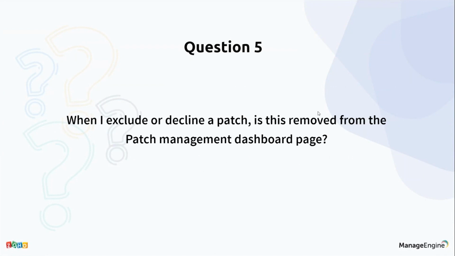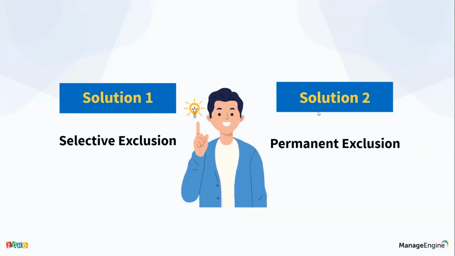Next question. When I exclude or decline a patch, is it removed from the patch management page? Yes, when you decline a patch, it is no longer calculated as a missing update for that specific computer. Let me also show you how to decline a patch. We have selective exclusions and we have permanent exclusions. Selective exclusion is when you want to decline a patch from a particular configuration or a task. You can proceed with this method.